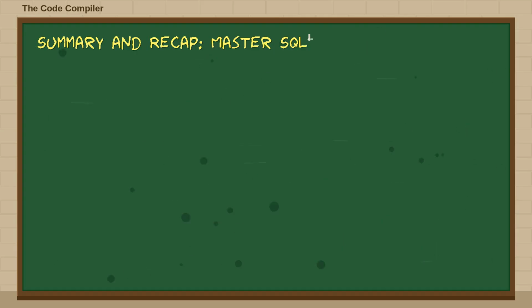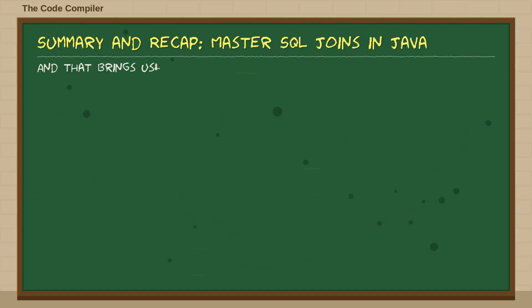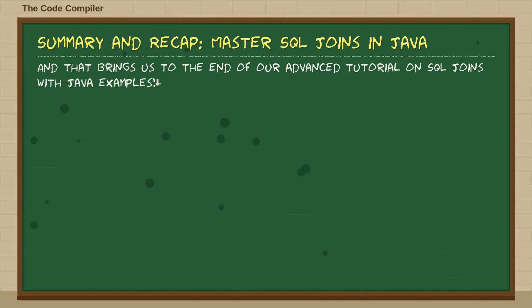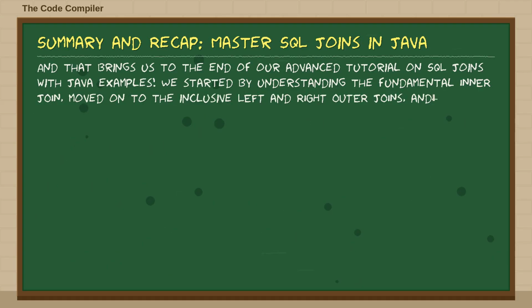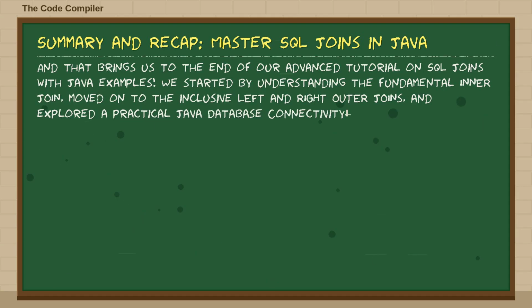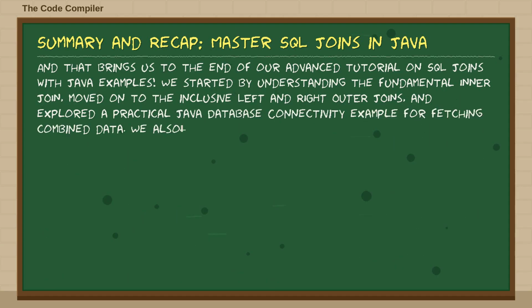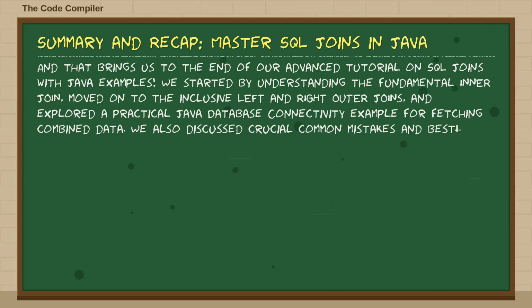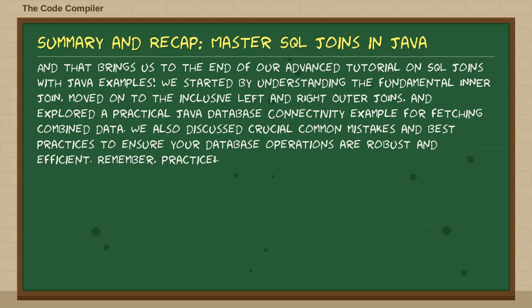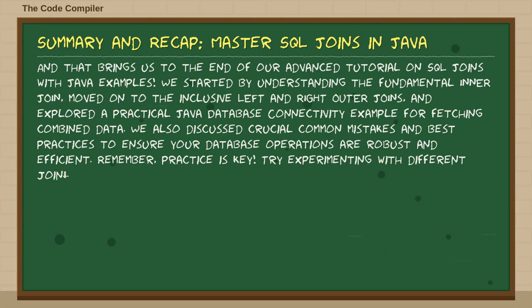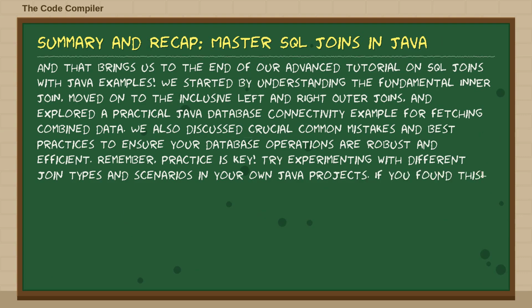And that brings us to the end of our advanced tutorial on SQL joins with Java examples. We started by understanding the fundamental inner join, moved on to the inclusive left and right outer joins, and explored a practical Java database connectivity example for fetching combined data. We also discussed crucial common mistakes and best practices to ensure your database operations are robust and efficient. Remember, practice is key. Try experimenting with different join types and scenarios in your own Java projects.